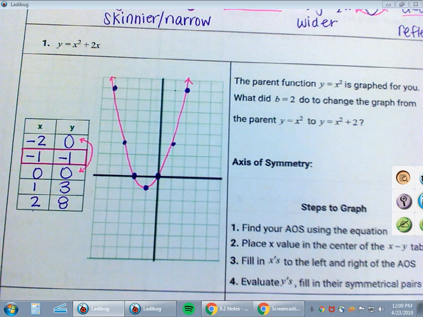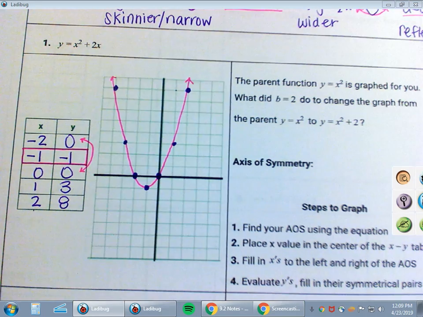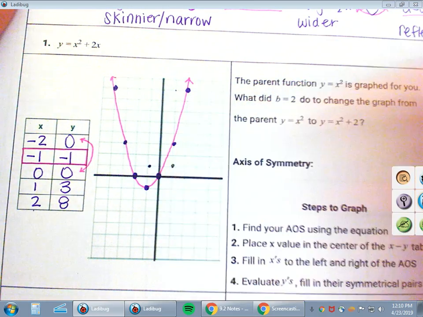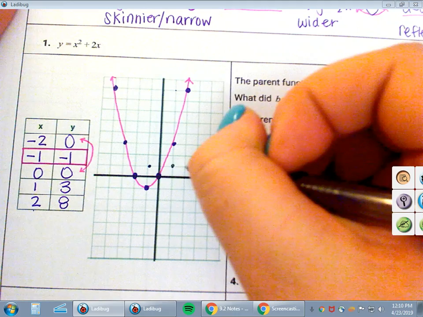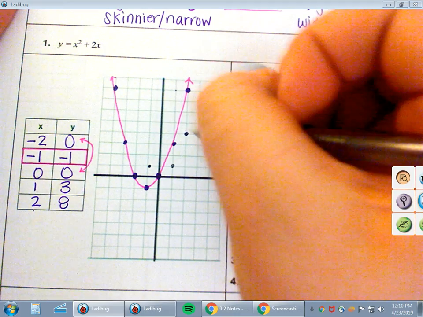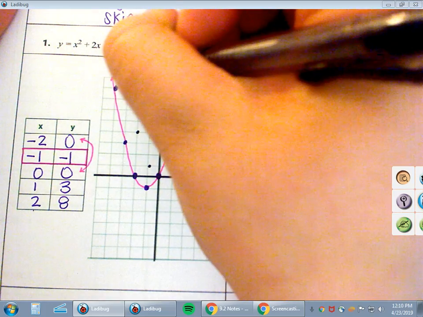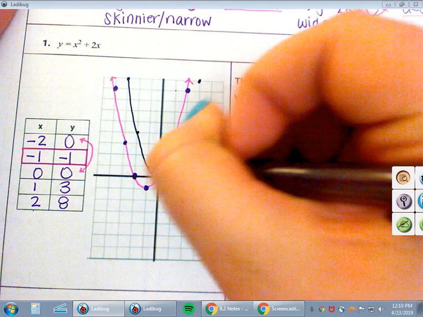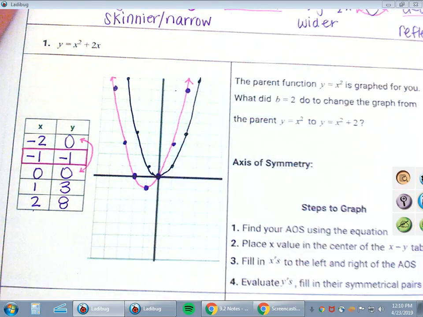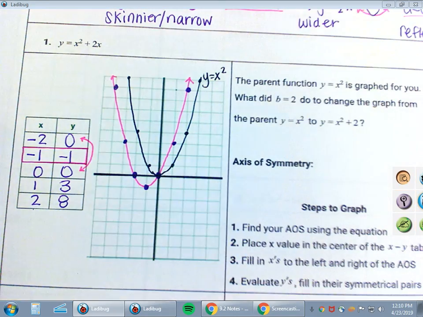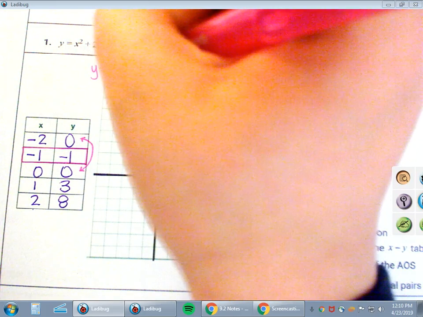So let's see, it says the parent function y equals x squared is graphed for you. That's a lie right now. Let me graph it. On your sheet, it will be. Sorry, on your sheet, that's already in there. So this y equals x squared is already graphed for you. And then here is our function y equals x squared plus 2x in pink.